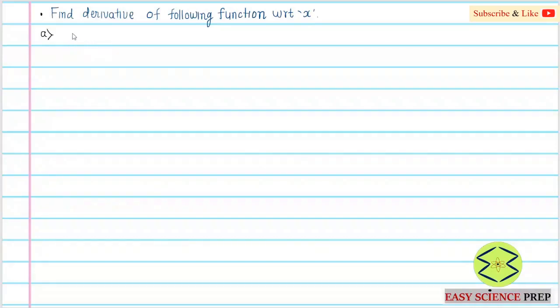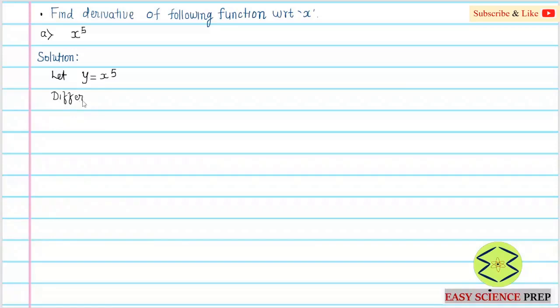Let me take the first function, a. My first function is x raised to 5. I want to find the derivative of this function with respect to x. Okay, let me tell you how to go for the solution. Let the function y equal x raised to 5. Now I want to find the differentiation of x raised to 5, so I have named x raised to 5 as a function y. Now I will differentiate this.